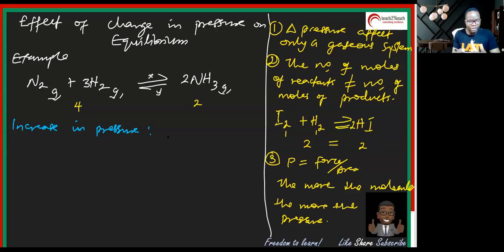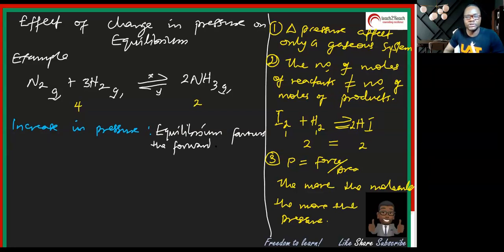So equilibrium favors the side with lesser moles. Okay? Equilibrium favors the side with lesser moles. So let's see how we write that down. So increase in pressure will force equilibrium to favor the forward reaction, right? Equilibrium favors the forward reaction, or you say equilibrium shifts to the right hand side. That's another way to say it.